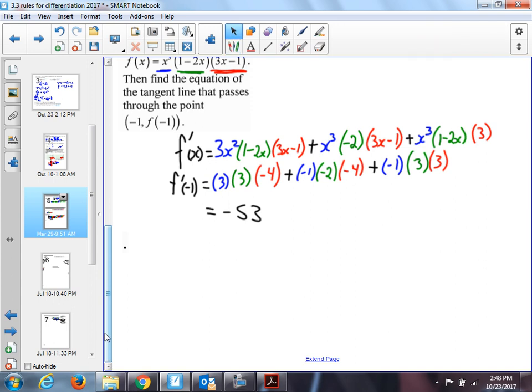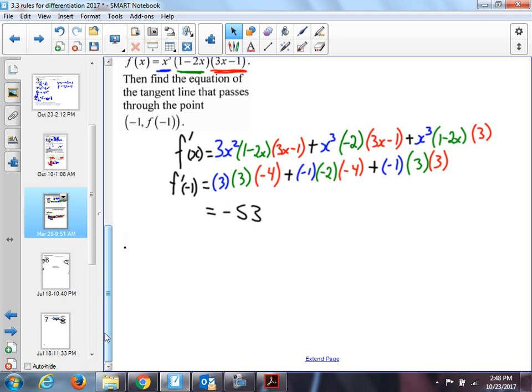Now what does that negative 53 give us? Because we're going to get a tangent line. It's the slope, because we plugged it into that formula that gives us the slope of the tangent line. It's called the derivative. Good, talking in circles. So, in order to find the line, though, we need a y value that corresponds with it.